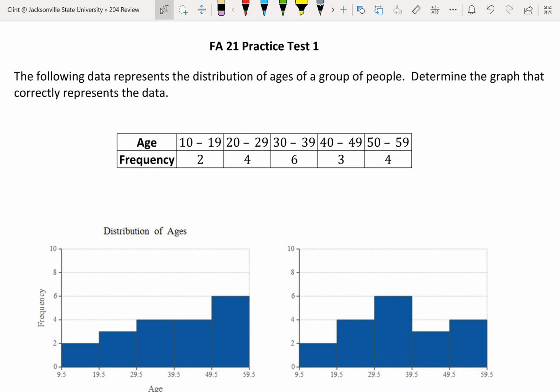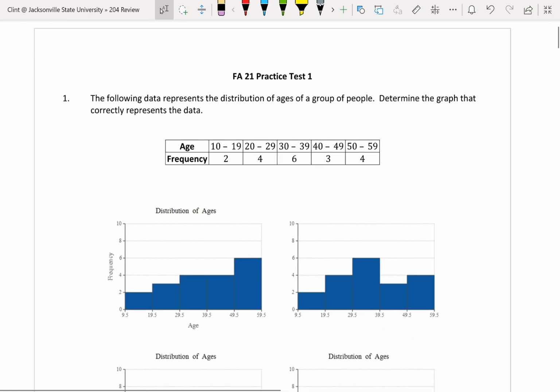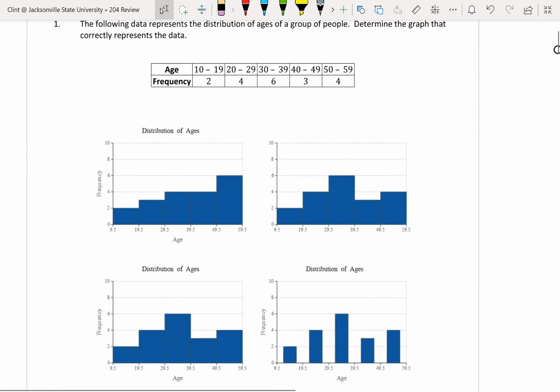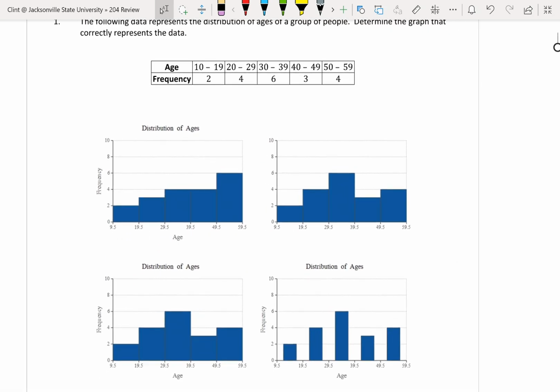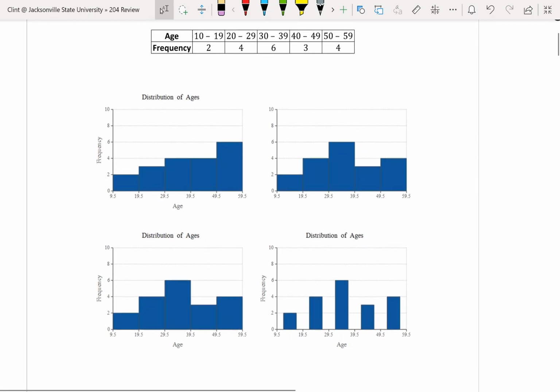Okay. Gives us some data, got the ages of a group of people. It says determine the graph that correctly represents the data. Probably zoom out on that one a little. Might be a little hard to read the numbers, especially if you're in the back, but we'll call that 1, 2, 3, 4. Okay, I got to vote. What do you think? Is it number 3? Number 3, yeah, I think it would be number 3.